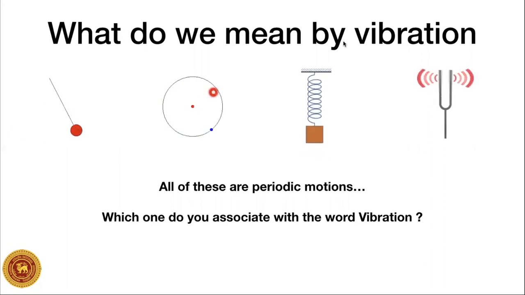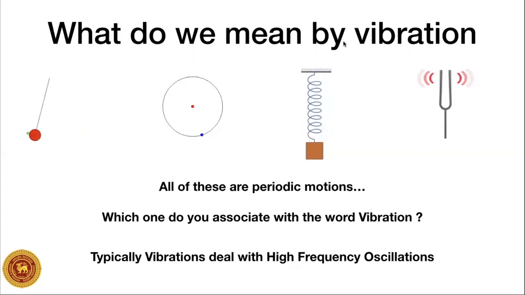Even though this is periodic motion, we don't typically call this vibrations. This one also, we typically refer to as an oscillation and not as vibration. This maybe we might call vibrations, but the most natural thing is to think of this as an oscillation. On the other hand, this one we typically will refer to as a vibration. So typically what we mean by vibrations is high frequency oscillations or high frequency periodic motion.